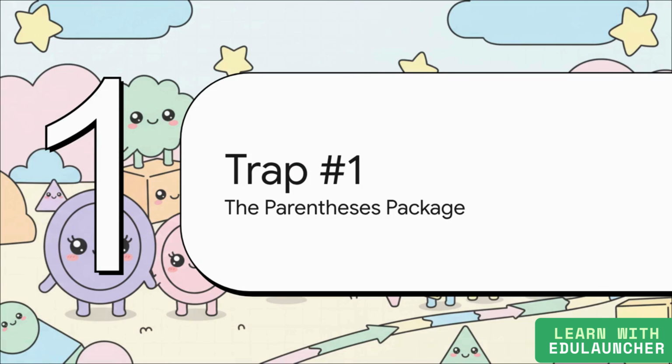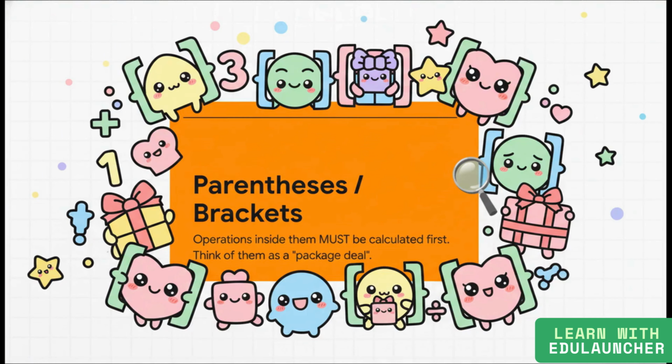Okay, so if we're going to master this code, we have to know the common traps. Understanding these is the first big step. So let's kick things off with trap number 1, the parentheses package. Think of parentheses, or brackets, same thing, like a special package that just arrived. Whatever is inside that package, you have to deal with it first. It's a package deal. You need to figure out what's inside before you can do anything else with it.